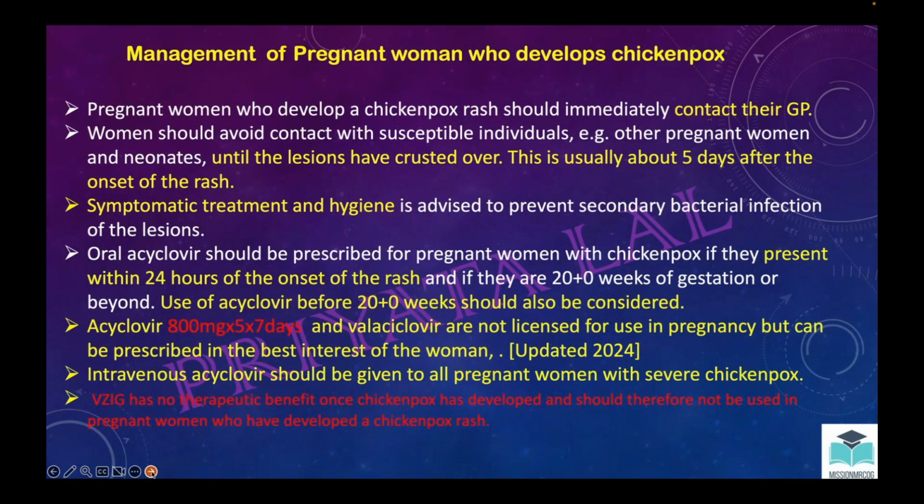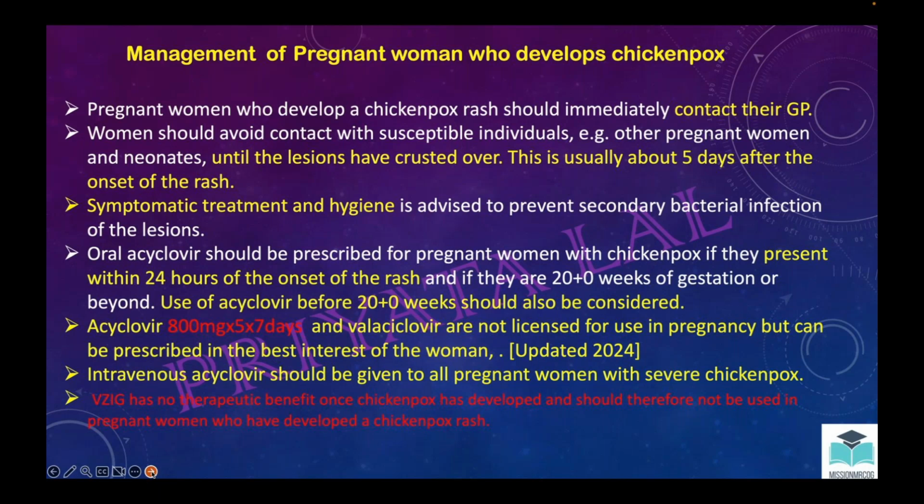Women should avoid further spread, so avoid contact with susceptible individuals, other pregnant women and small children, unless the lesions are crusted. Then symptomatic measures for hygiene should be advised so that secondary bacterial infections will not happen. Oral acyclovir is prescribed if they present within 24 hours of the rash, and if they are 20 weeks plus of gestation; use of acyclovir before that can be considered.